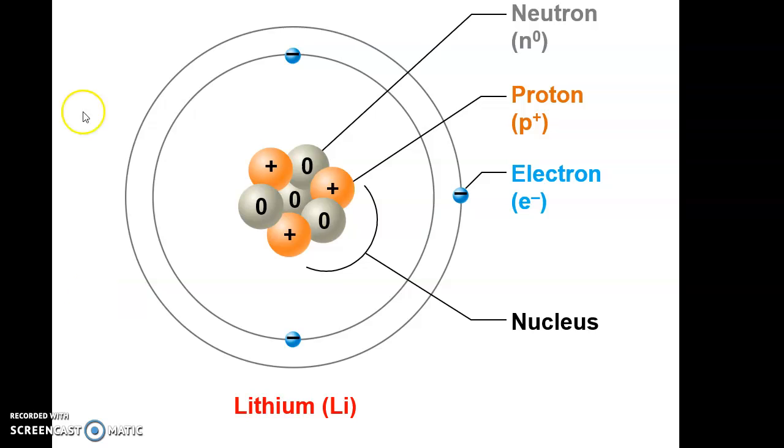So, for instance, here we have a model of lithium, the element lithium. And as we can see within the atom, here's one atom of lithium. It has neutrons and protons found within the nucleus. So the neutrons and protons are grouped together. They're rather large. Protons are positively charged. Neutrons have no charge at all. And then floating around, spinning around the outside of the nucleus is where we will find the electrons. Electrons are very small and they are negatively charged.